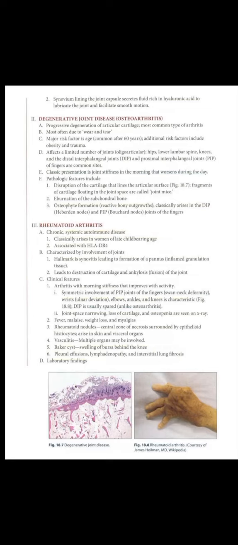Clinical features: arthritis with morning stiffness that improves with activity, symmetric involvement of PIP joints of the fingers. Swan neck deformity, wrist ulnar deviations, and involvement of the elbow, ankles, and knees is characteristic. DIP is usually spared, unlike osteoarthritis. Joint space narrowing, loss of cartilage, and osteopenia are seen.